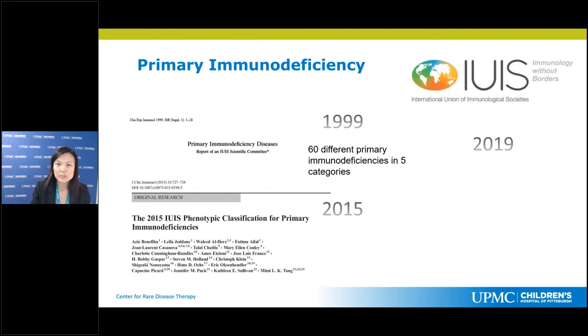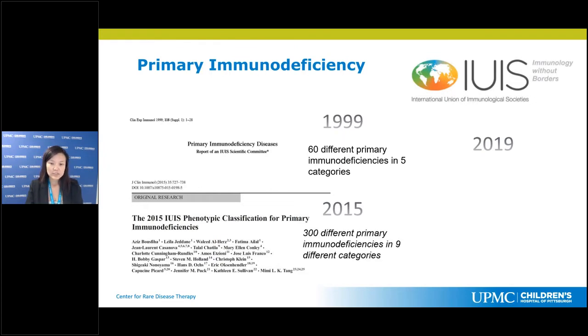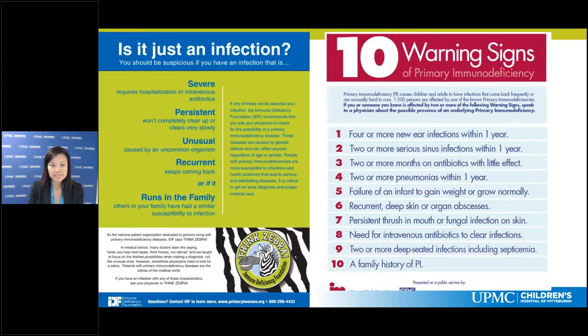We've learned so much about primary immunodeficiency in the last couple of years. It's amazing, and a lot of that is thanks to next generation sequencing, where we can now look at a lot of genes in people. In 1999, when we really started talking about these immunodeficiencies, they reported about 60 immunodeficiencies in about 5 categories. Then in 2015, there were 300 different primary immunodeficiencies in 9 categories. In 2019, we're already over 350. So this field of primary immunodeficiency is just growing and expanding.